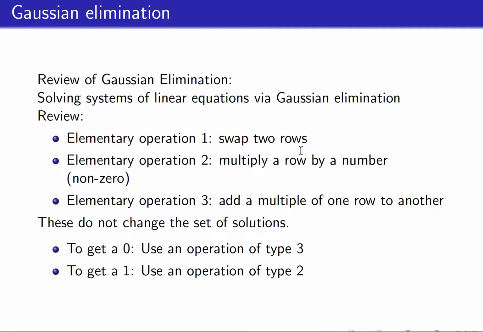All right, let's do a quick review of Gaussian elimination. We've got three kinds of elementary row operations. We can swap two rows, multiply a row by a number, but that number should be non-zero, and add a multiple of one row to another. They do not change the set of solutions. To get a 0, you use an operation of type 3. To get a 1, you use an operation of type 2.